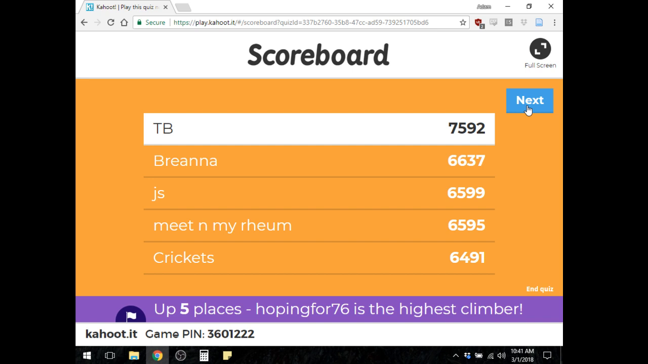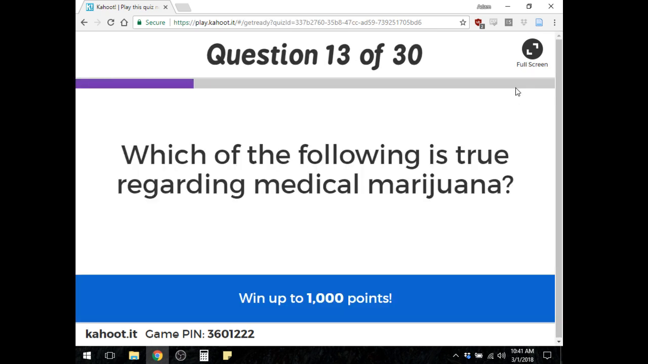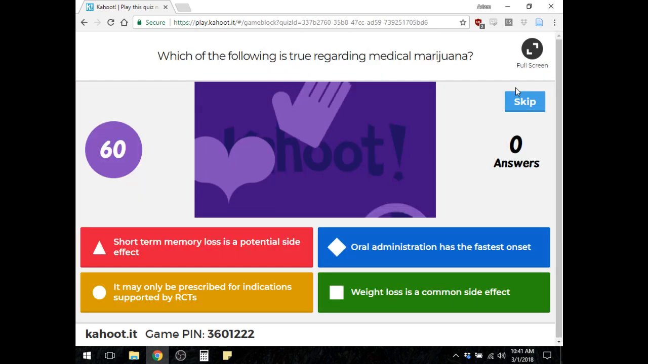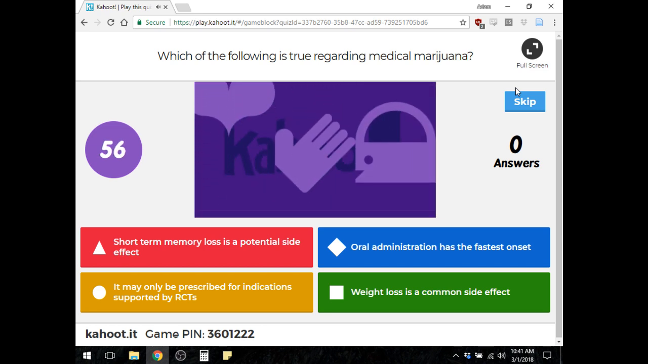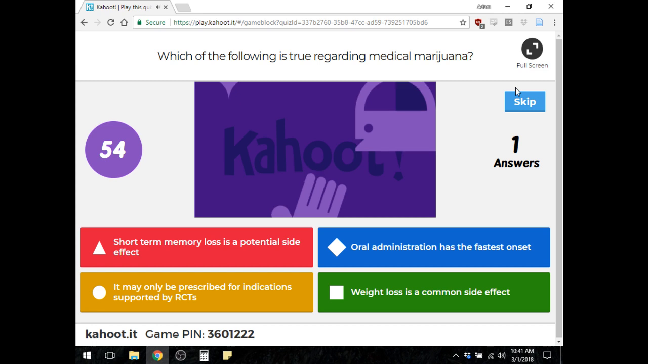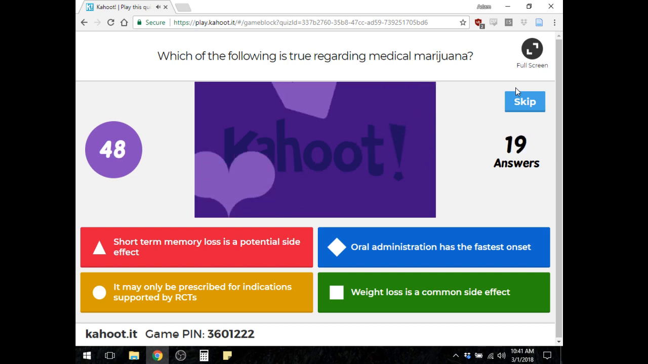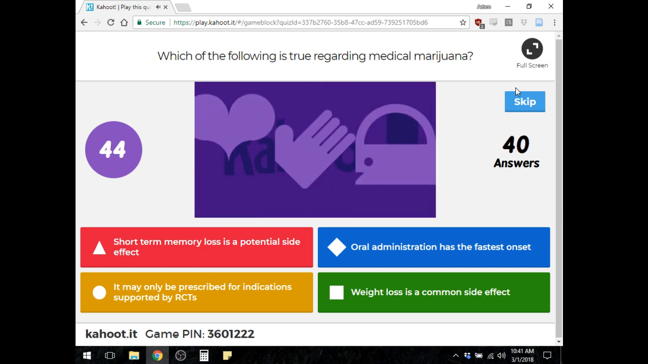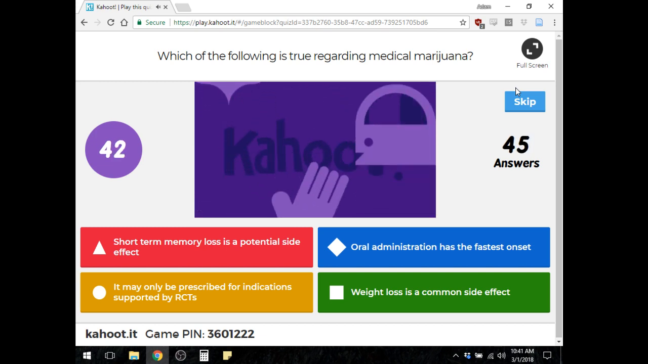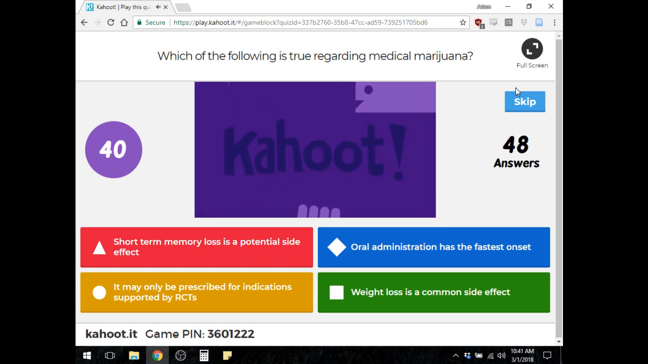Up next. Which of the following is true regarding medical marijuana? Short-term memory loss is a potential side effect. Oral administration is the fastest onset. Weight loss is a common side effect. Or it may only be prescribed for indications supported by randomized controlled trials. So RCT stands for? Because you're going to get the question. Patient's going to come up like, hey, I stubbed my toe. Can I get some of that medical marijuana?